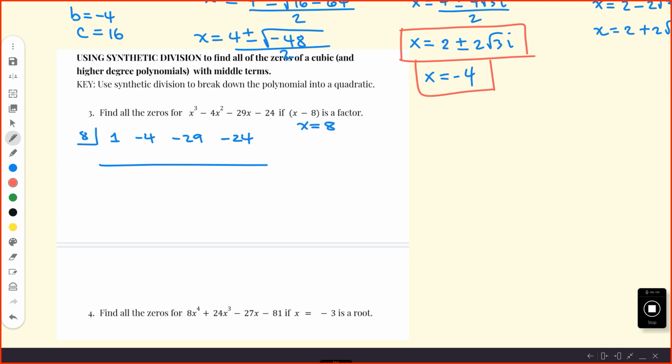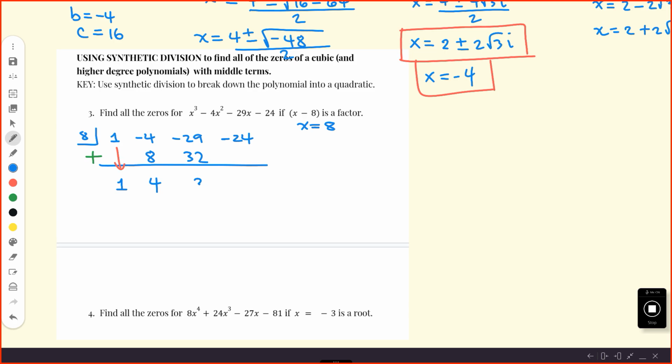Bring down the leading coefficient, which is 1, and then multiply 8 times 1 is 8, negative 4 plus 8. For those who were not here yesterday, we multiply whatever's there by the number here, and then we put the product under the next column. And then we just have to add them. Negative 4 plus 8 is 4. Then you multiply again, 8 times 4 is 32, and we put the product on the next column. And then we add negative 29 plus 32.